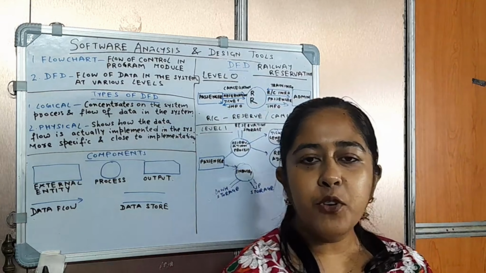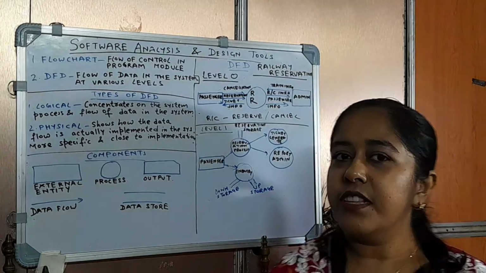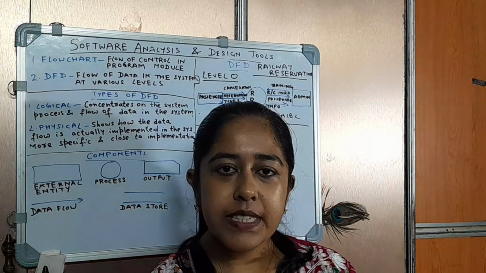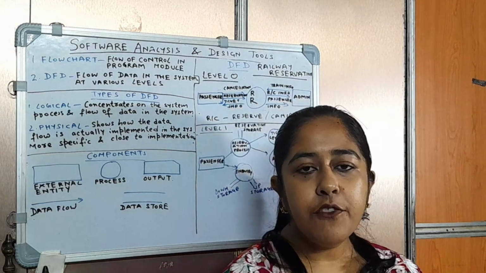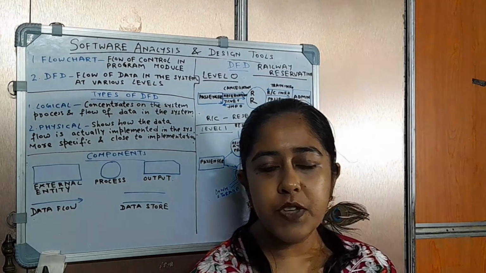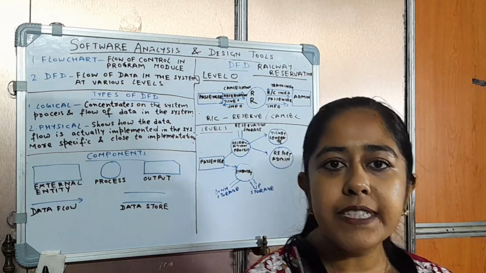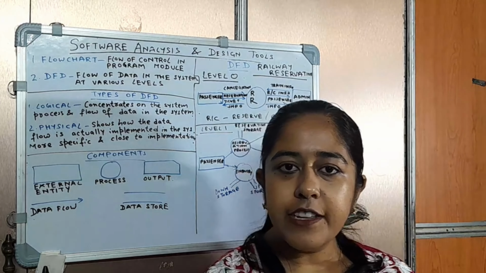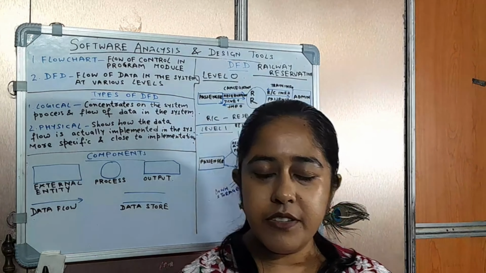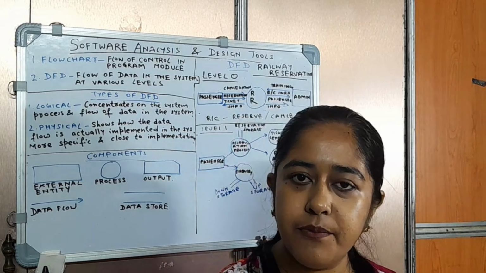So today we are going to start our new chapter, that is software analysis and design tools. We have already discussed the software designing phase. What was that? In the software designing phase, we were transforming the requirement analysis, that is whatever requirements we have, to the implementation form. We had some requirements in human readable form, which can be easily understood by human beings.